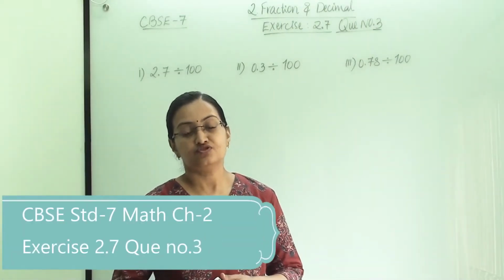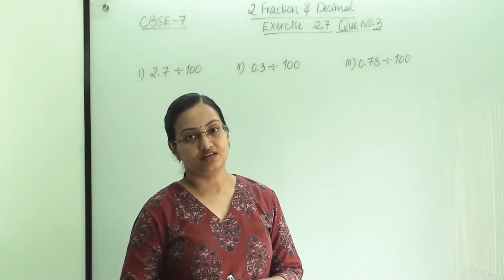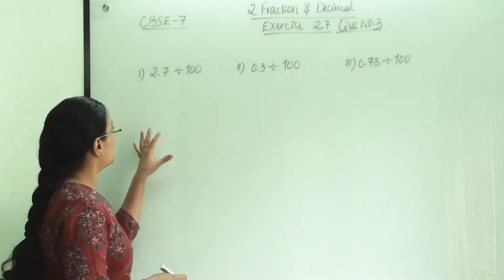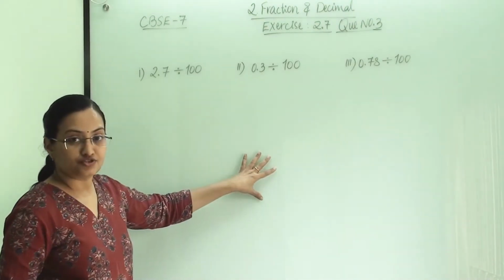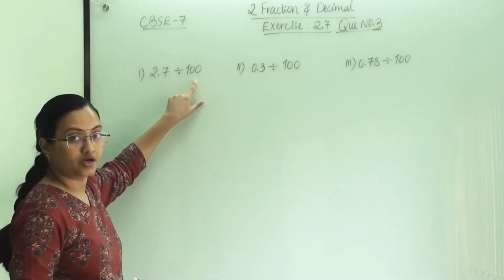Today we are going to solve question number 3 from exercise 2.7. This is under the CBSE Standard 7 syllabus. Here we have to solve these division numericals. The first one is 2.7 divided by 100.